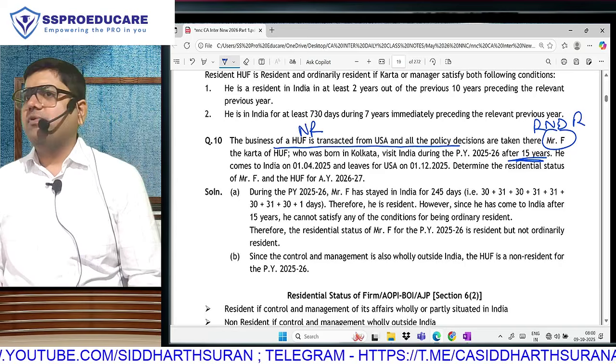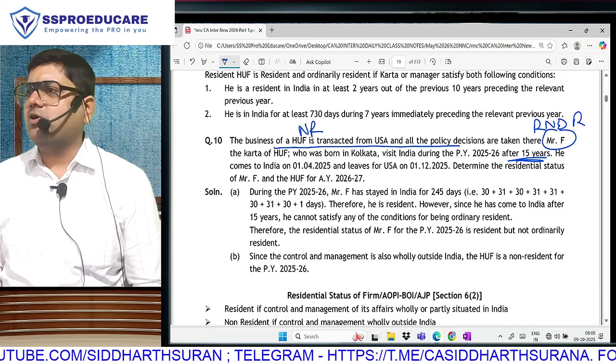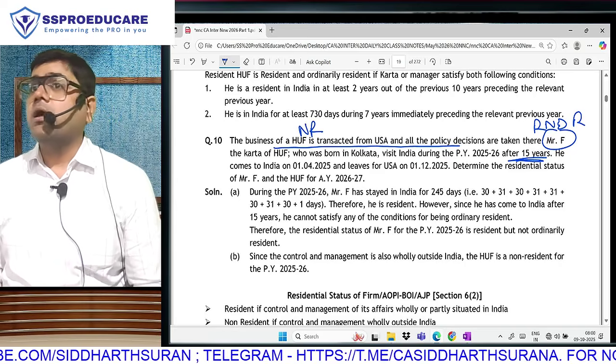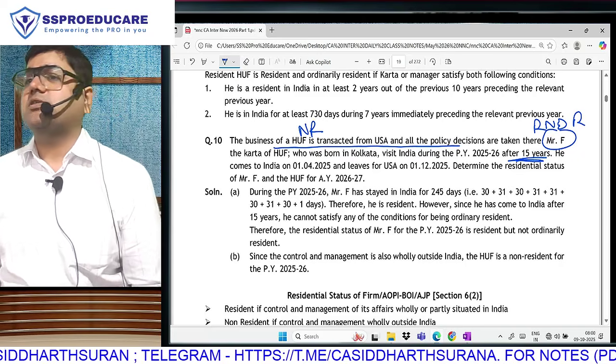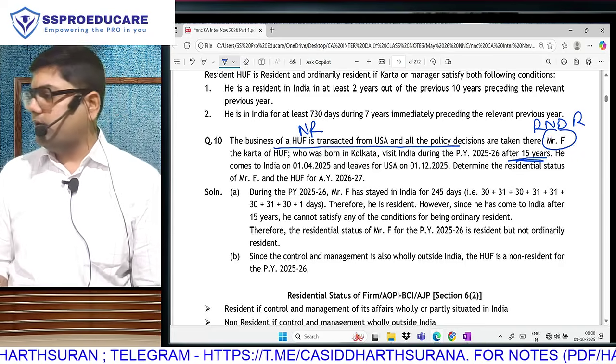Now we will go and check step number 2, ordinary or not ordinary. No. Step number 2 will be done only and only if the answer to step 1 is resident. Correct?